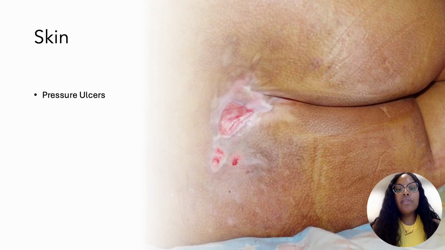We want to make sure that if our patient is able to turn on their own, we tell them that they should be switching sides every 2 hours. But if your patient cannot turn by themselves, then we want to turn this patient every 2 hours. We want to make sure that we're keeping this patient's skin dry as well. That's really important. And if we have to use barrier cream, barrier cream is just another layer of protection to prevent the patient's skin from breaking down. But it is so important that you are turning your patient every 2 hours.